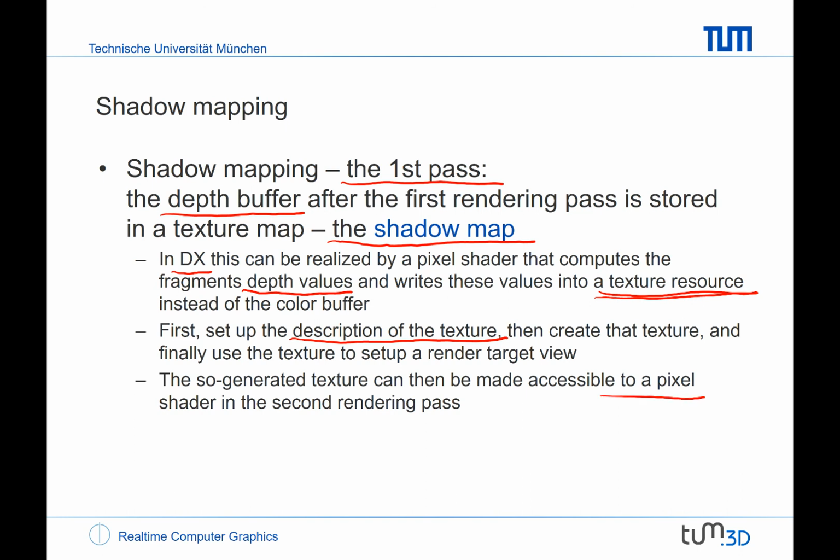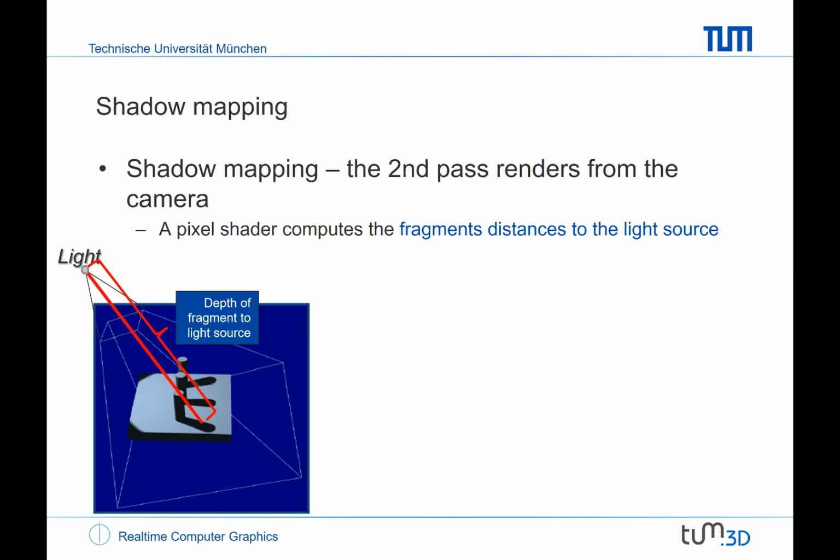In the second rendering pass, once you have the fragments projected into the shadow map, you then read the values from the corresponding location in the shadow map and compare that value to the fragment's projected depth. Yeah, that is done in the second rendering pass.